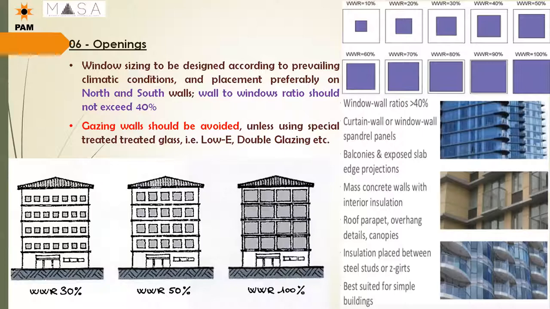One of the ways is your ratio of opening versus wall versus window. The lesser the opening itself, the more you reduce the heat gain. Because in Malaysia, we want the light. We want natural lighting, but we do not want the glare. At the same time, we don't want heat gain into the building, because it's hot enough for us already.